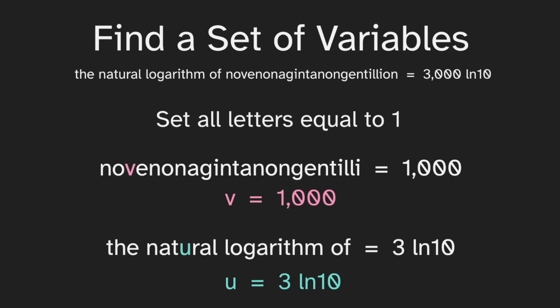Now this does rely on the acceptance of the fact that the natural logarithm of novenonagintanongentillion is a correct way to name this number. But I would argue that if you accept the Conway-Wechsler system, then this is more correct than calling a million 1,000,000. And of course, we have a lot of letters equal to 1, but we could change those around to get this to work for more numbers, like 1, 2, 3, and so on.